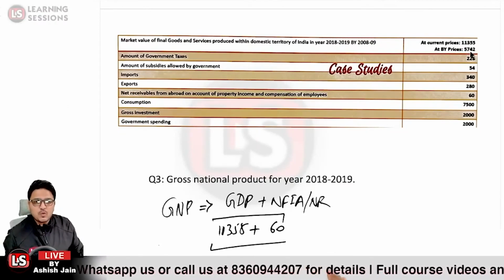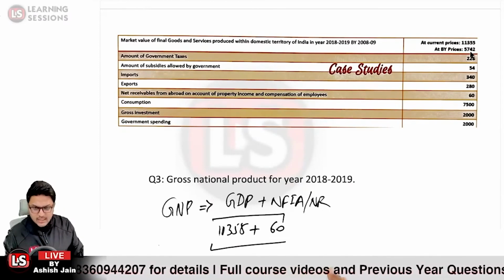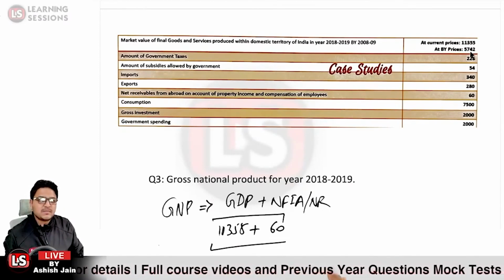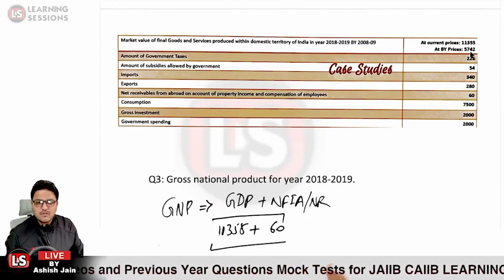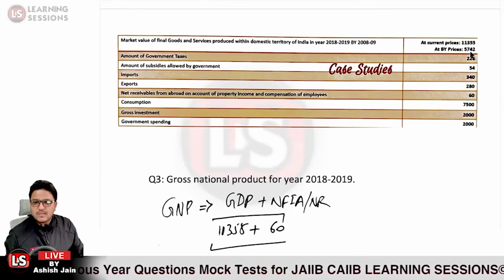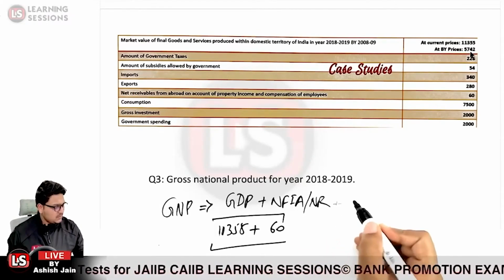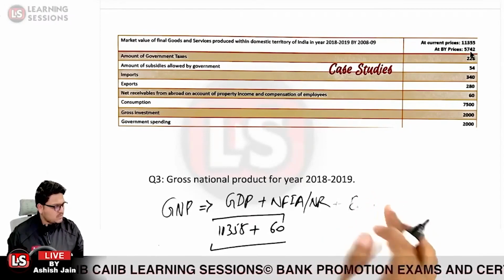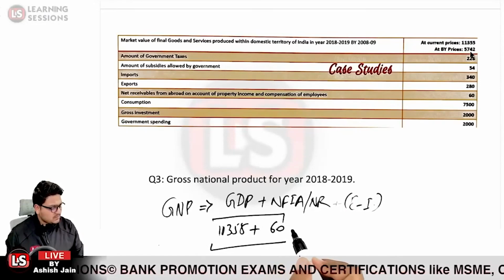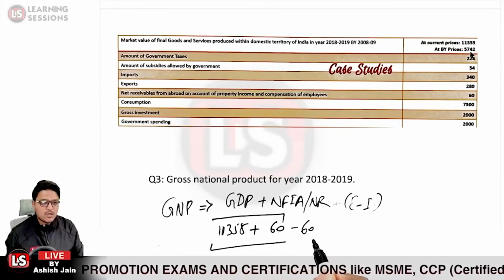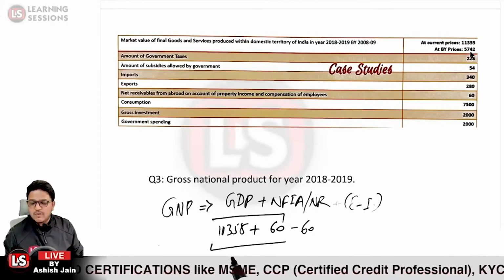So the answer over here would be equal to what? Net factor income from abroad we are adding up over here. It will be 11355 plus 60 minus the export-import factor, so exports minus the imports. Export-import is given to be 60 over here, minus 60. So it will be 11355 only. So the answer will be 11355 only.